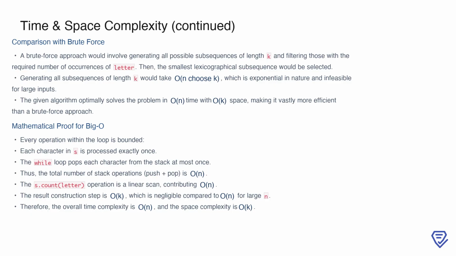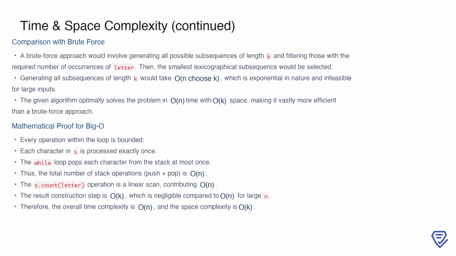To mathematically verify the big O analysis, note that every operation within the loop is bounded. Each character in the string is processed exactly once, and the while loop pops each character at most once, meaning the total stack operations are O(n). The s.count(letter) operation is also a linear scan, contributing O(n). Finally, the result construction step is O(k), which is negligible compared to n for large inputs.